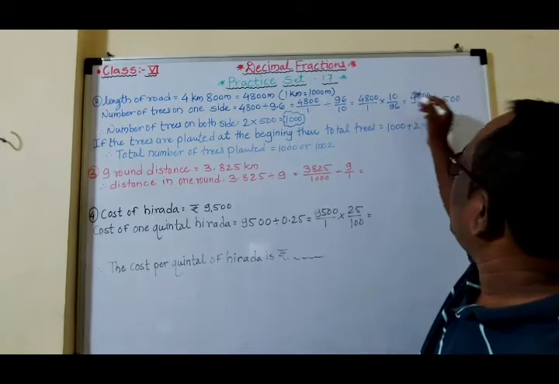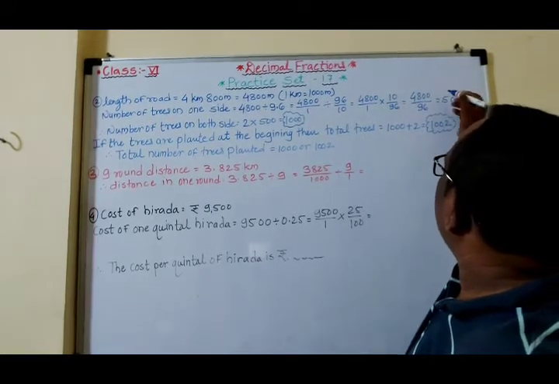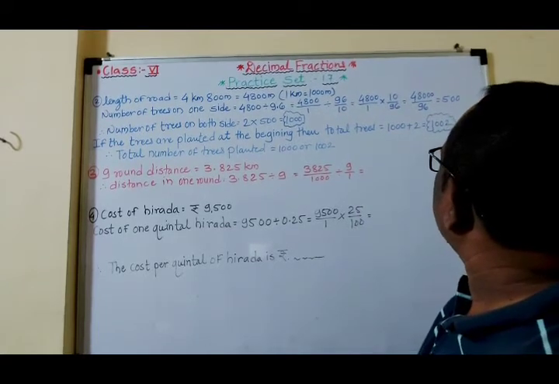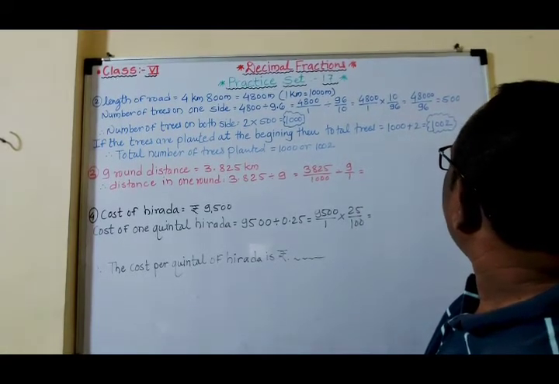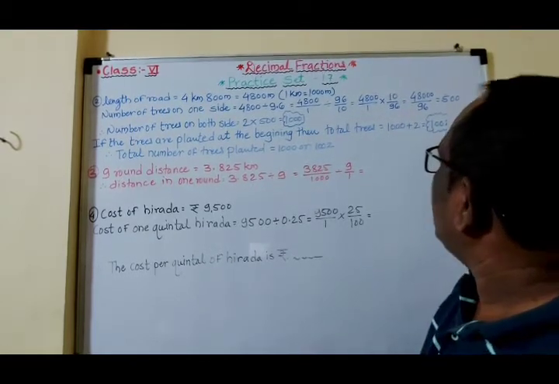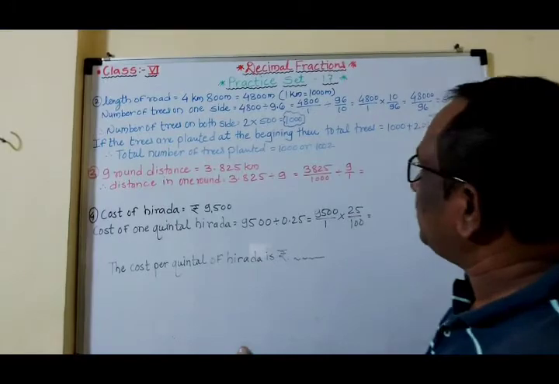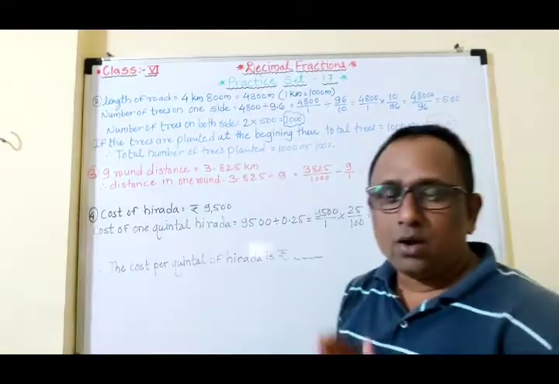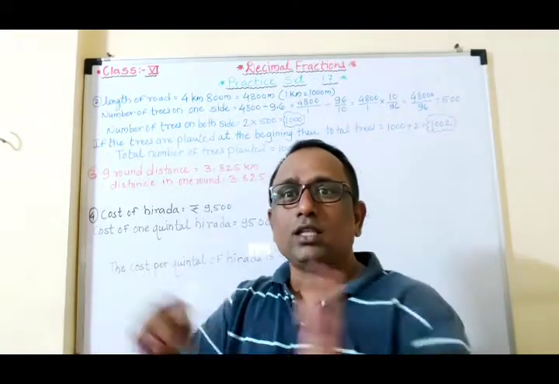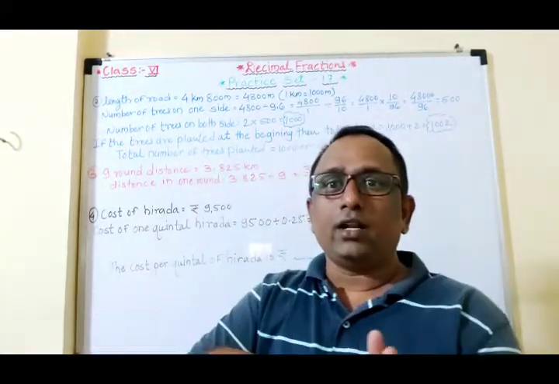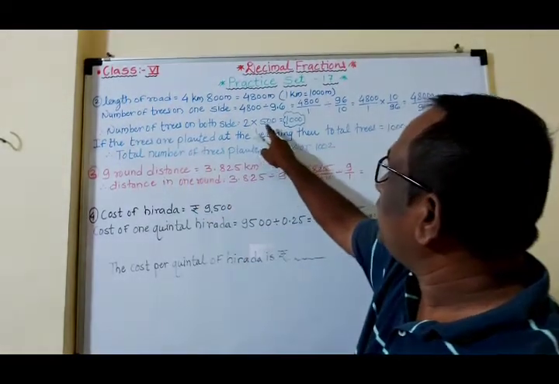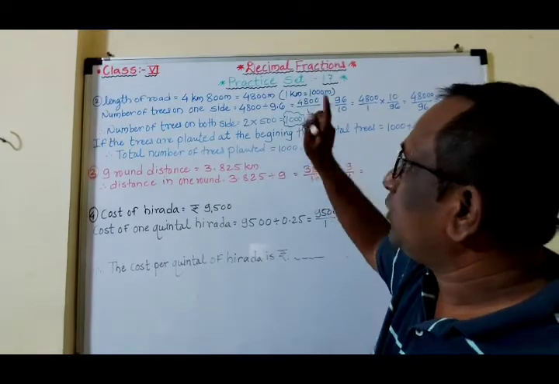If we multiply, then we got 48,000 upon 96. Okay, and if we divide, then we will get the answer 500. So 500 is the number of trees on one side. For both sides, this side 500 and that side 500, it is double, twice, so 500 multiplied by 2 is 1000. So the number of trees on both sides is 2 into 500, that is 1000.